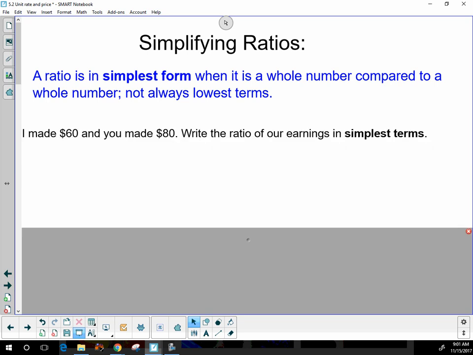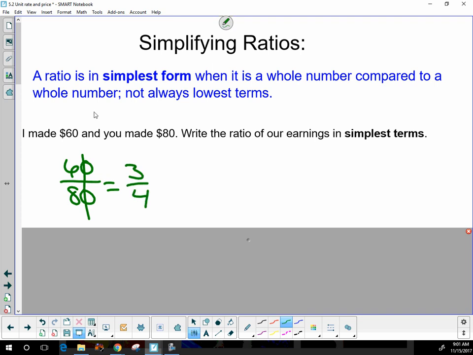We talked about this example in particular. I made $60 and you made $80. We're going to write the ratio in simplest terms. So the first step is to write it in fraction form and reduce. Now the first thing we can do here, obviously, is divide by 10. And you should be able to recognize 6/8 as 3/4. So this is the ratio in the simplest terms.